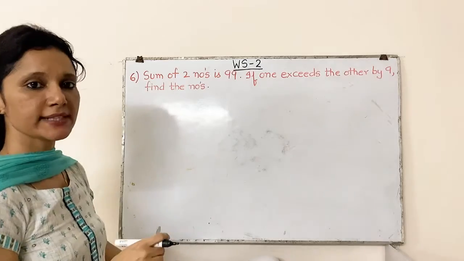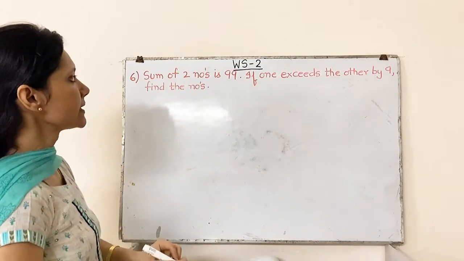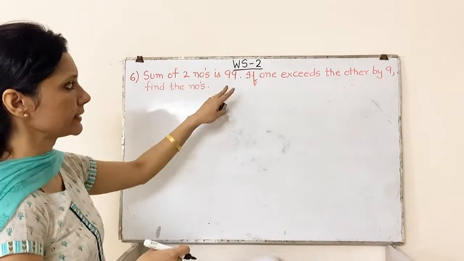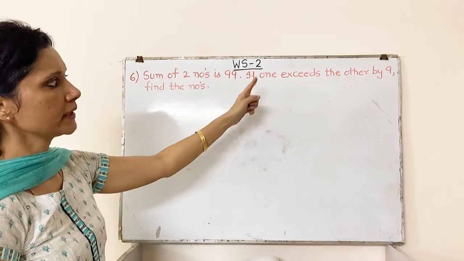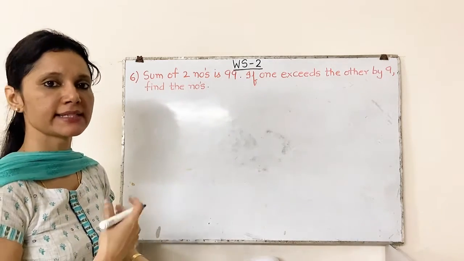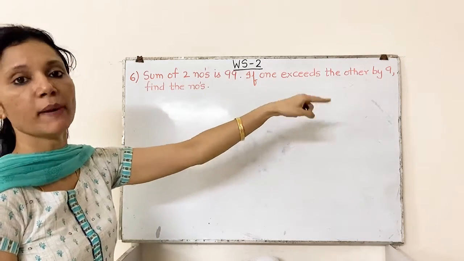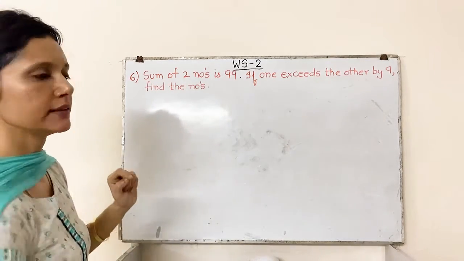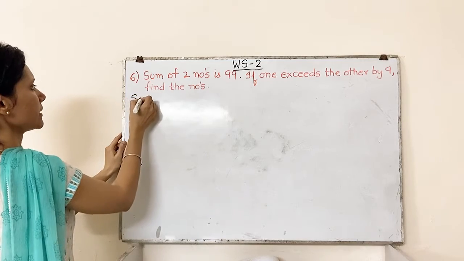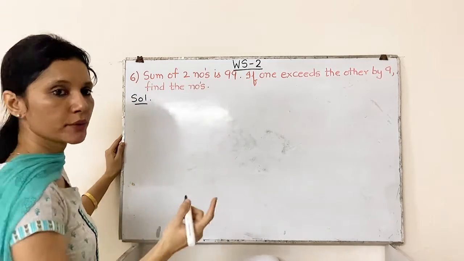Let's proceed with the sixth question. The sixth question is, the sum of two numbers is 99. If one number exceeds the other by 9, exceed means more than. That means one number is more than the other by 9. Find the numbers. So again we'll start with supposing one number as x.